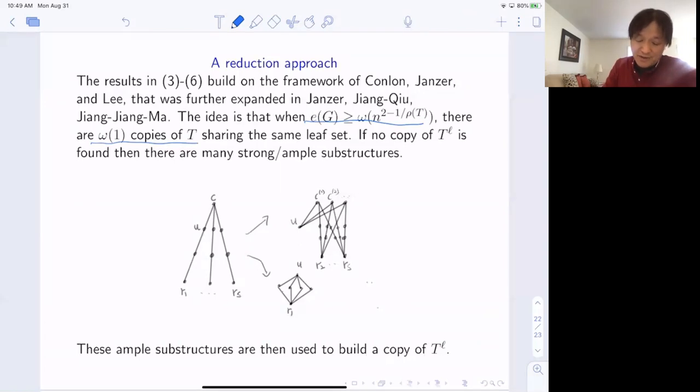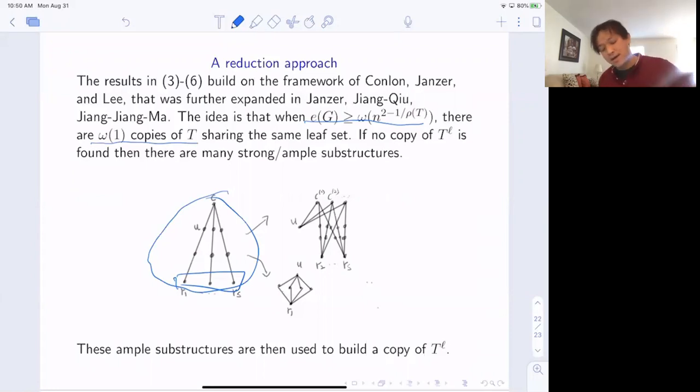So imagine you're putting lots of copies of this on the same leaves, but they are now pairwise internally disjoint, then some vertex has to repeat a lot. So let's say lots of copies glue at U, for instance. Okay, imagine you have 100 copies; they are sharing the same U. They all map to the same U. Then remember the leaves are fixed. So then you have two scenarios.